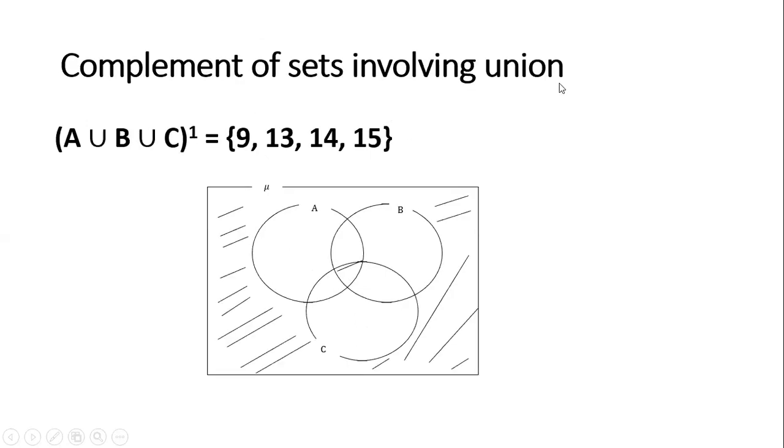Complement of a set involving union, which means (A union B union C) complement, are elements that are found in the universal set but not in A, B, and C. Those are the elements that should be shaded. The elements found there are 9, 13, 14, and 15.